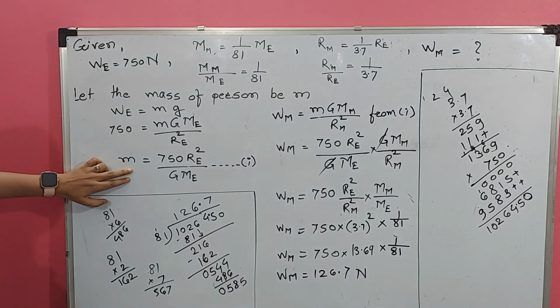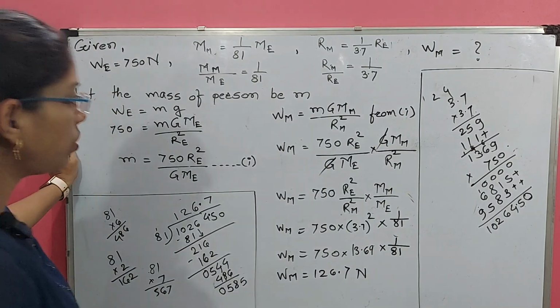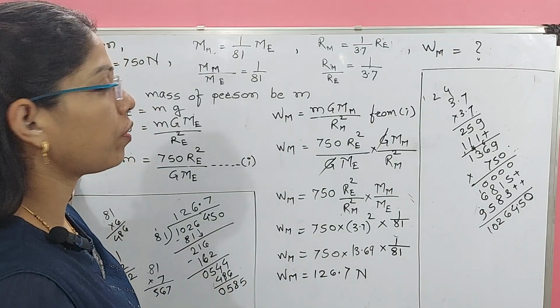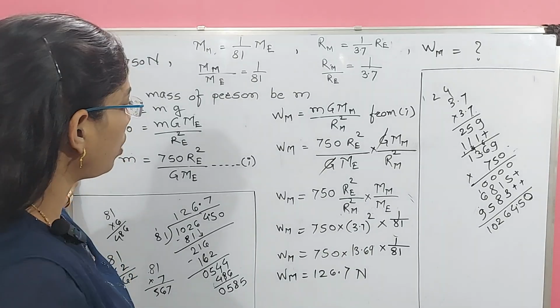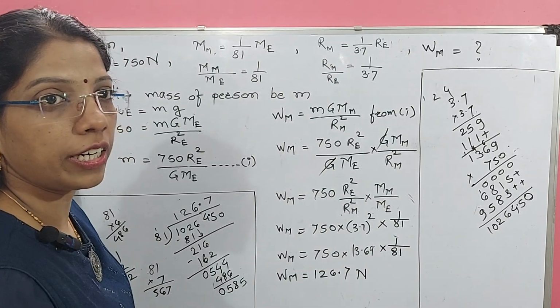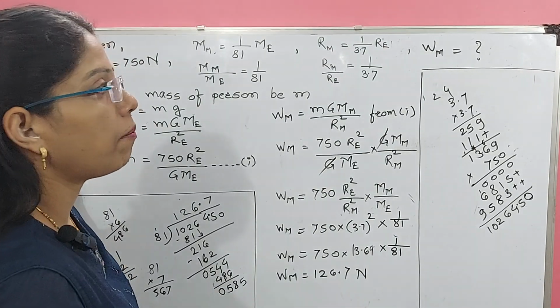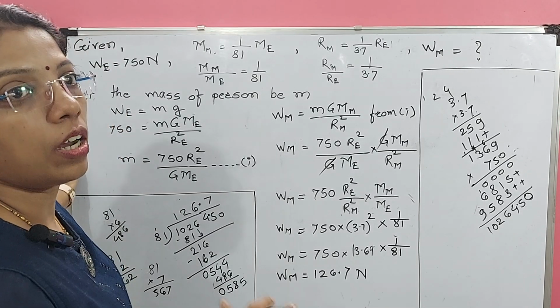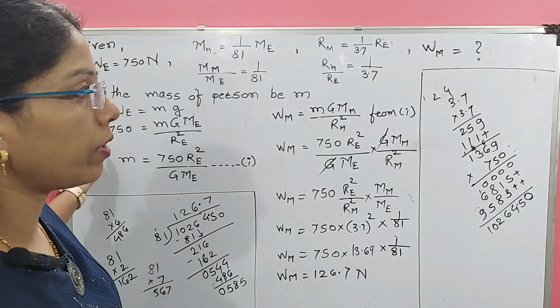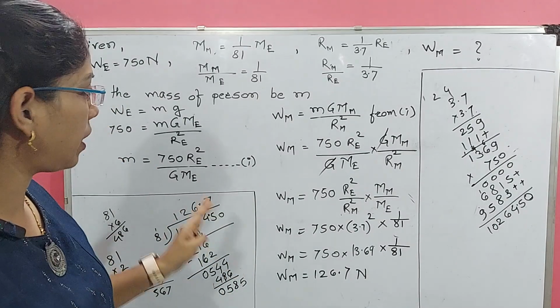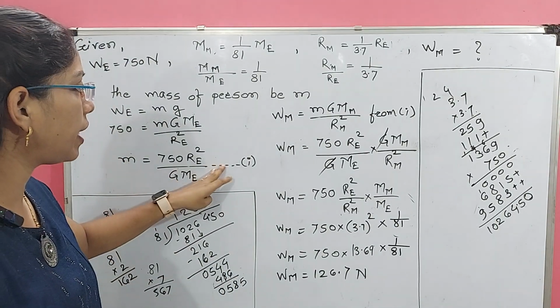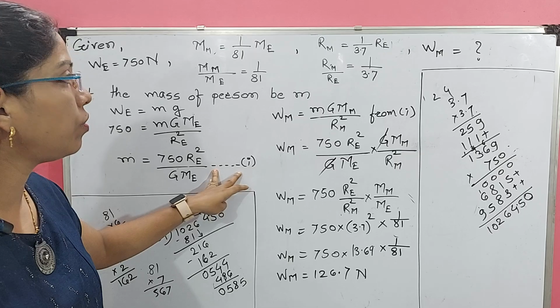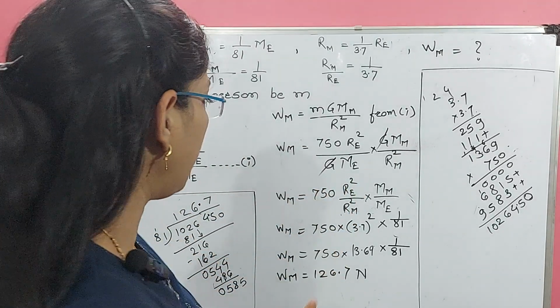We can use this value for the weight of the person on moon also, because we have just seen in the derivation that the mass of the person or mass of the object remains the same from one planet to another. On all planets, mass remains as it is. So we call this equation number 1 and use this value ahead in the example.